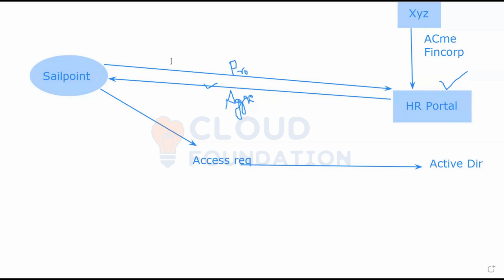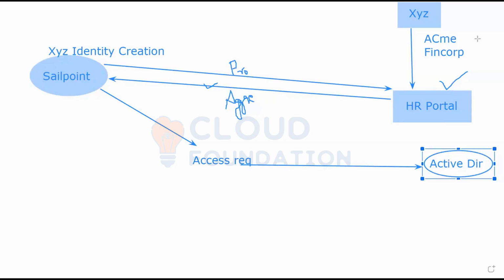So XYZ joins a company, and here the XYZ identity will be created. Once the identity is created, he will receive an email saying, this is your credential to access the Sailpoint application. He can log in to the Sailpoint application, and whatever access he is looking for, he can submit an access request to gain the application access. It's not only Active Directory; it could be any other application as well.